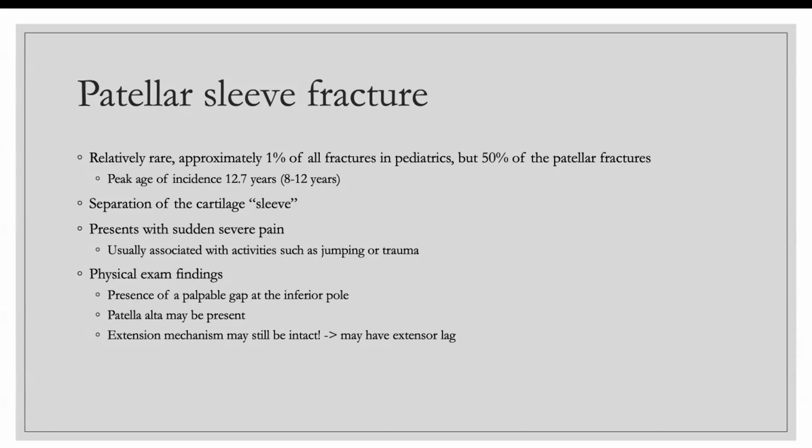On exam, you're going to feel a palpable gap at that inferior patellar pole. And if the rupture is going to be distal to the patella, it's going to cause some patella alta. If it is proximal, you might get some patella baja. The extension mechanism may still be intact, but they might present with just an extensor lag. So you need to be careful on your physical exam that just because they still have that extensor mechanism, it doesn't technically rule out this fracture.